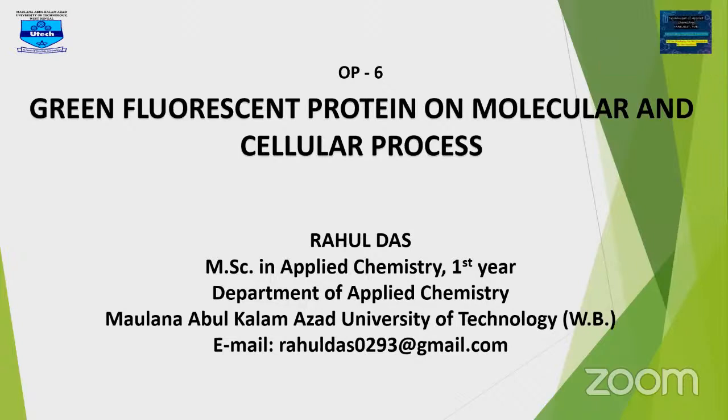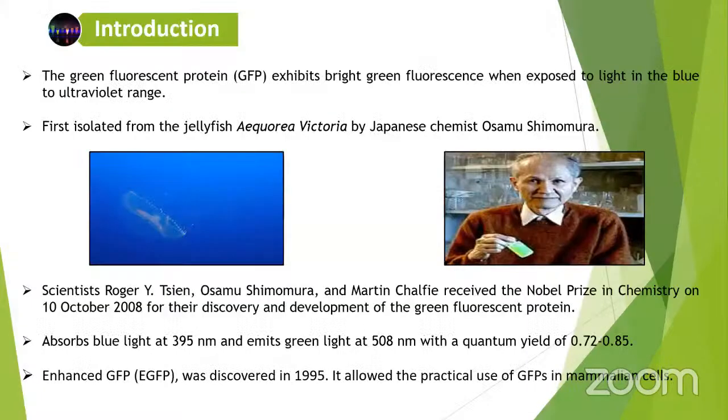Good morning, everyone. My topic is green fluorescent protein and its application in molecular and cellular processes. So first of all, we have to know what green fluorescent protein is. Green fluorescent protein is a protein that exhibits bright green fluorescence when it is exposed to light in the blue to ultraviolet region. The natural source of this protein is the jellyfish Aequorea victoria, and it was first isolated by Japanese chemist Osamu Shimomura.